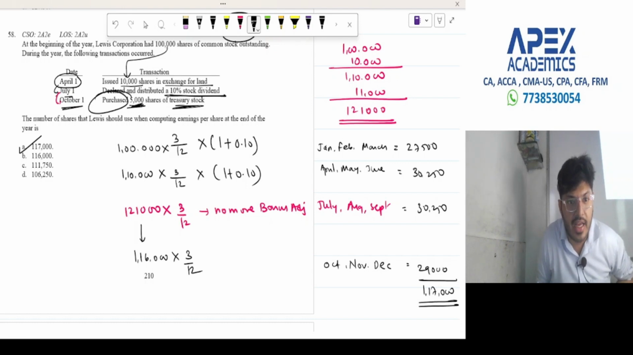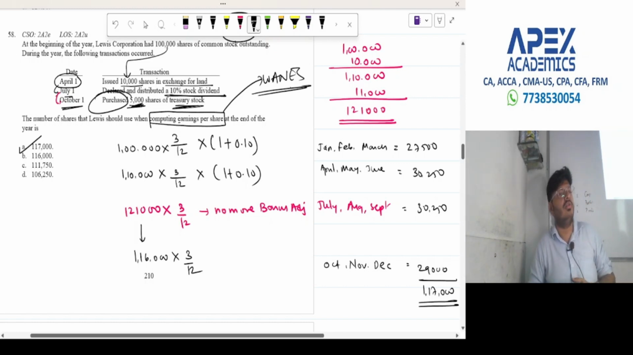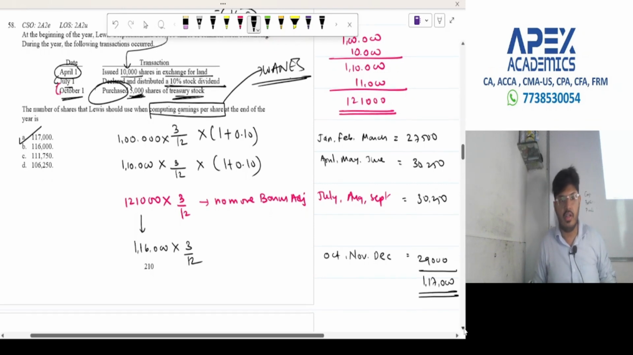The number of shares which you would use when we are computing EPS. My dear friends, when we are computing EPS, what are the kind of shares that we use? Weighted average number of equity shares. And what we have essentially done over here right now is a calculation of what? Weighted average number of shares. I hope everybody is convinced with this particular one.